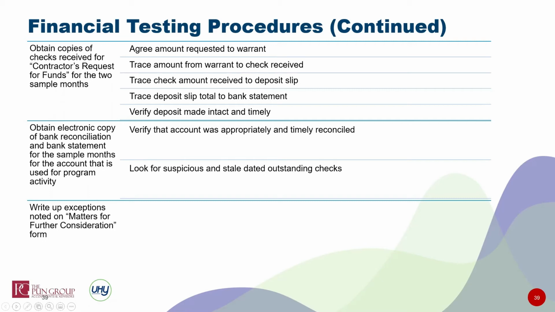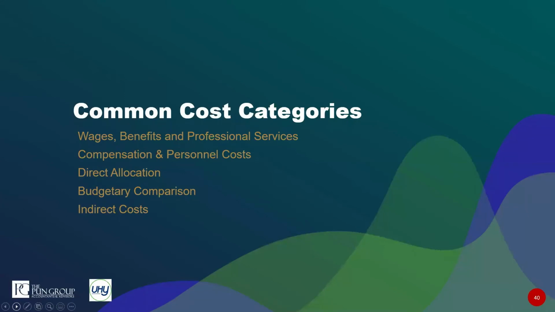We obtain a copy of the bank recs, make sure they are timely reconciled, and we look for suspicious and stale dated outstanding checks. Reason being, a stale dated check could be charged for reimbursement to the grant, but not be clearing, and be an indicator of potential fraud or lapping or kiting. Last is write up exceptions noted on matters for further consideration.